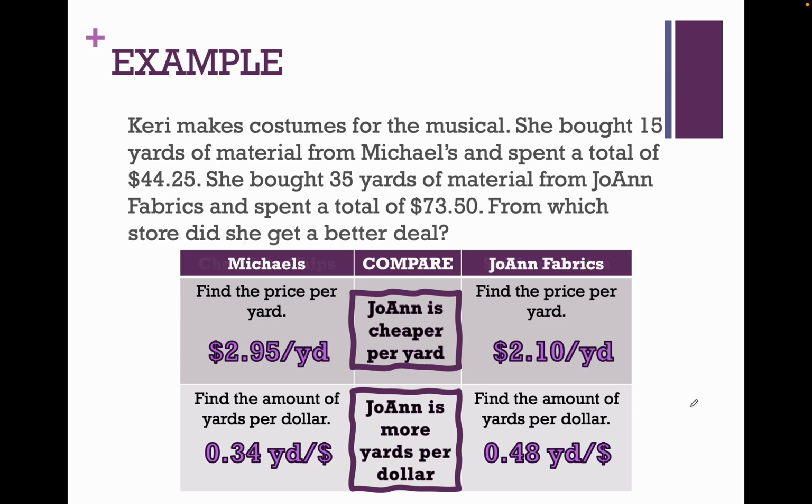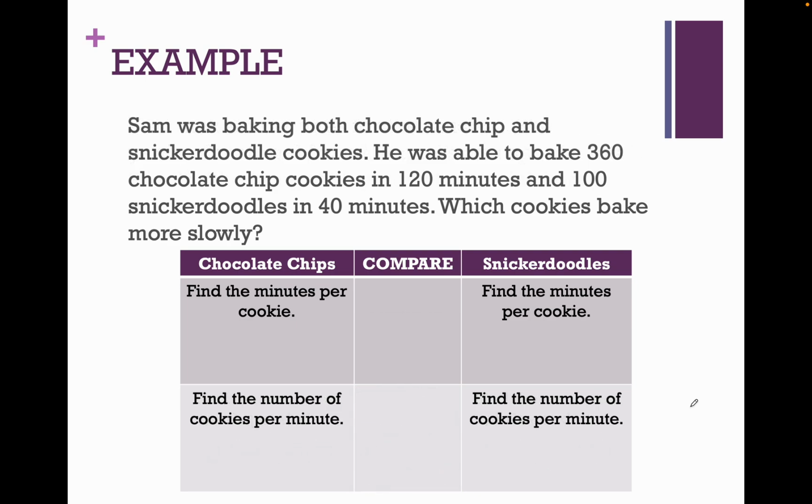Let's try another example. Sam was baking both chocolate chip and snickerdoodle cookies. He was able to bake 360 chocolate chip cookies in 120 minutes and 100 snickerdoodles in 40 minutes. Which cookies bake more slowly?